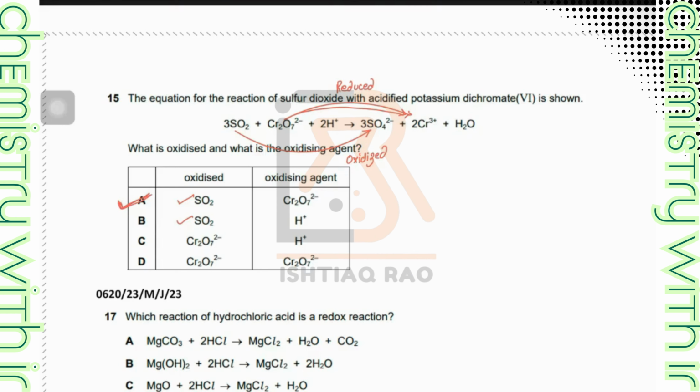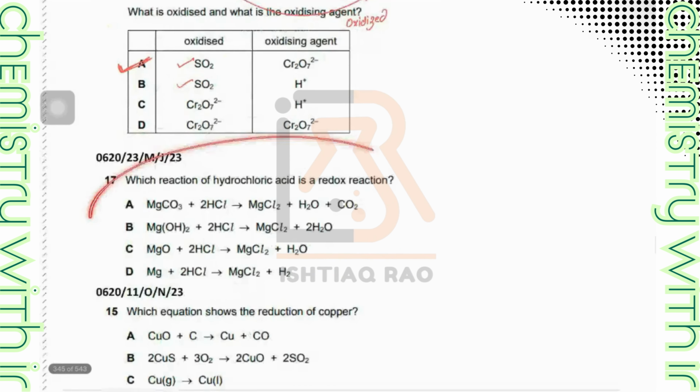A is correct because Cr2O7 2- is getting reduced. Something which gets reduced is an oxidizing agent. A is correct. And what about this one? Question number 17.